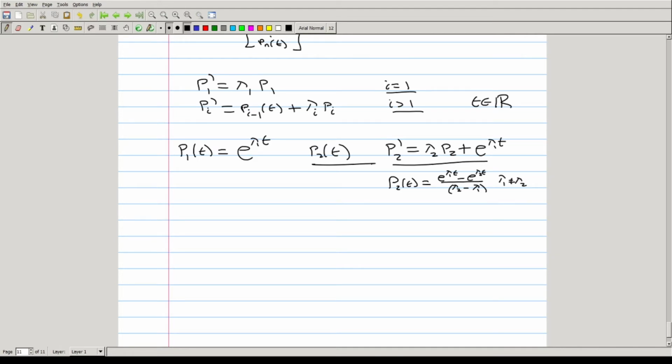while in the case of non-distinct eigenvalues, if lambda 1 equals lambda 2, we get that p2 of t is just going to be t times e to the lambda 2 t. Right, so regardless of whether we have distinct eigenvalues or non-distinct eigenvalues, we can go through and directly determine all of these functions p in the vector p.